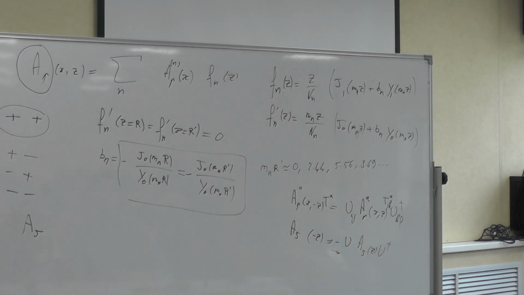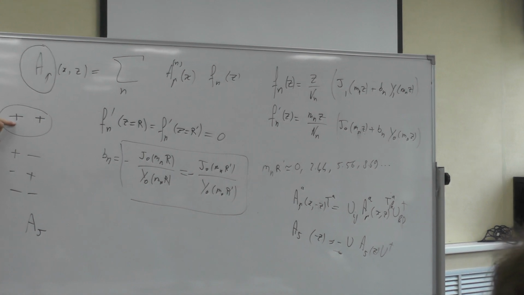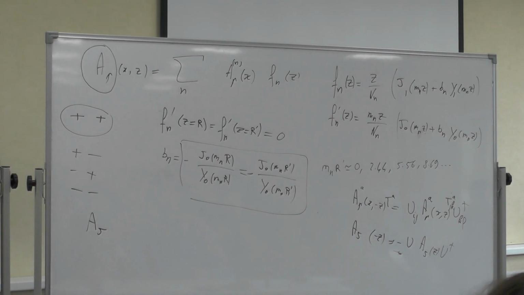So this means that here, if you have a Neumann boundary condition for A mu, you will actually find a Dirichlet boundary condition for A5. So the boundary conditions are always opposite for A mu and A5.